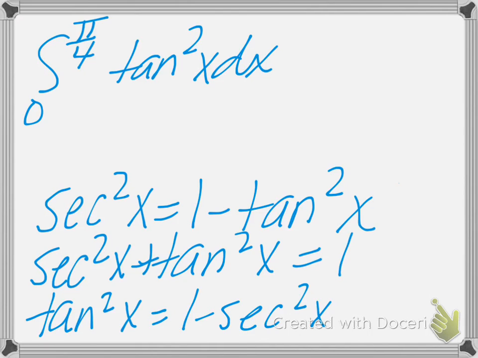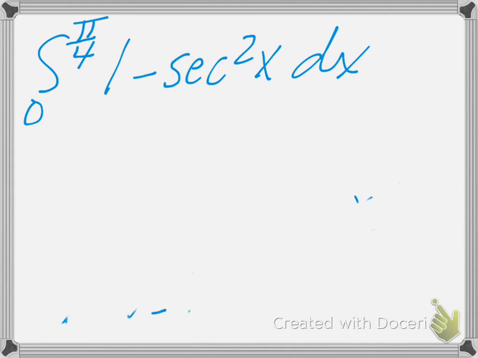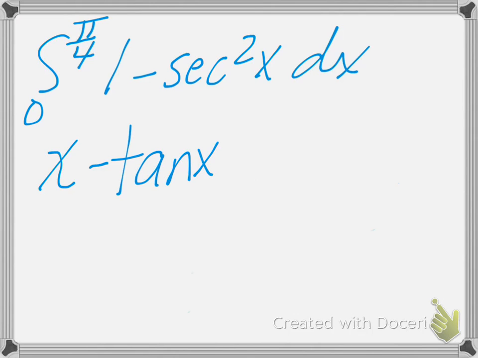Okay, so what if we substitute for this tan squared x dx, what if instead we put 1 minus secant squared x, because they are equal to the same thing. Okay, the antiderivative of 1 would just be x minus the antiderivative of secant squared x, meaning what was it before? So when you took the derivative, you got secant squared x, it's tan x. Remember that? The derivative of tan x is secant squared x? And this is as it goes from 0 to pi over 4.